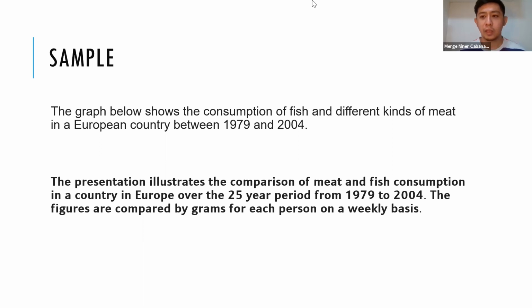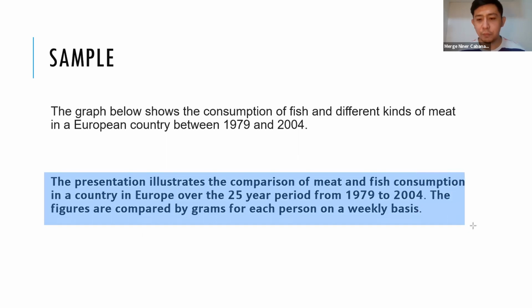All right, so here it is. The presentation illustrates the comparison of meat and fish consumption in a country in Europe over a 25-year period from 1979 to 2004. The figures are compared by grams for each person on a weekly basis.